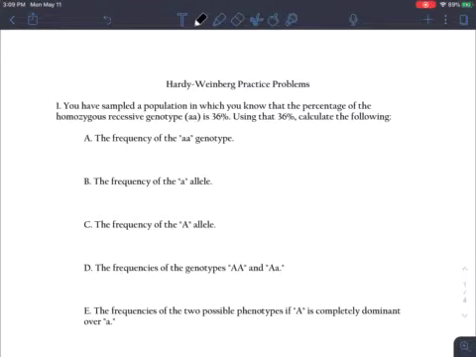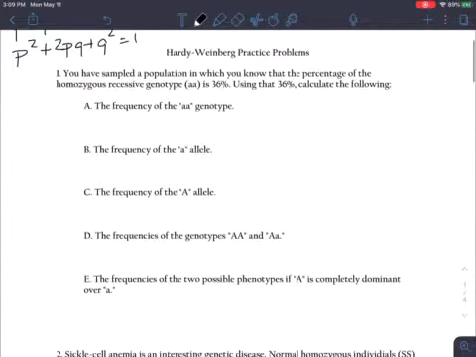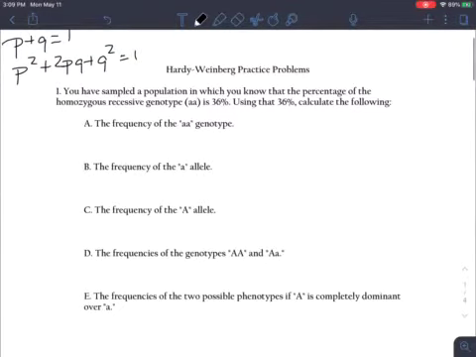So before we get started, I always write my two equations: p plus q equals 1, and p squared plus 2pq plus q squared equals 1. Now, I guess you guys can count your lucky stars because due to the pandemic, you don't actually have to memorize those equations. So I have sampled a population in which I know that the percentage of the homozygous recessive allele, little a, is 36%. Using that, calculate the following.